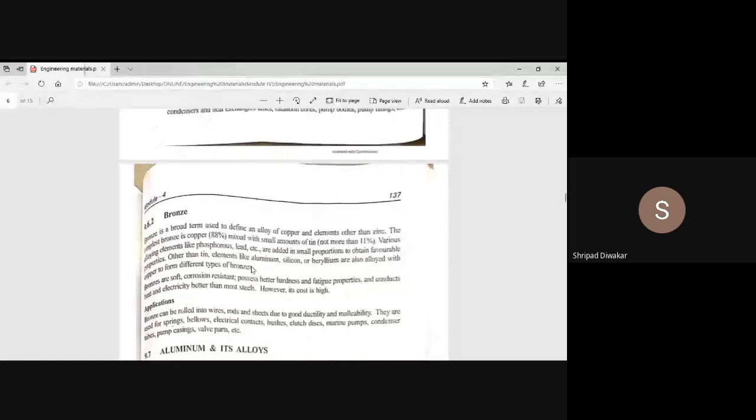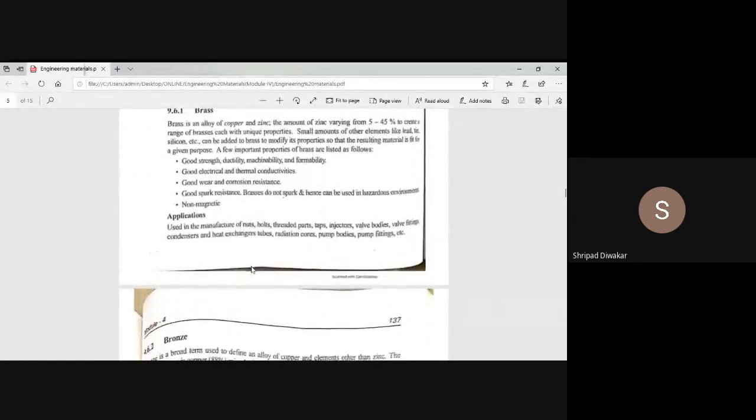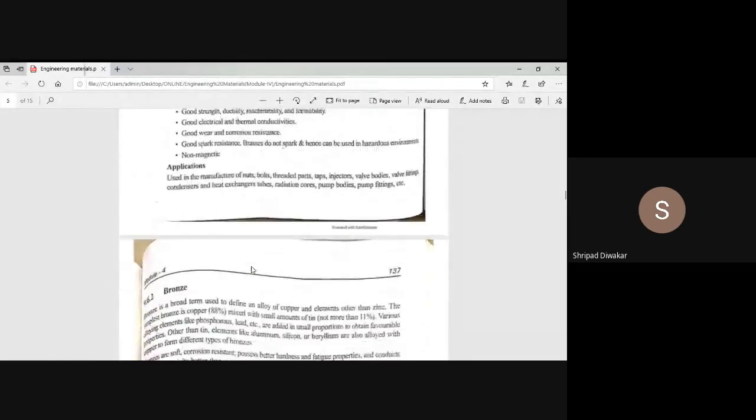Sorry, in case of bronze, zinc is not used. It is an alloy of copper and tin. So there is no zinc in bronze. Remember, 88 percent copper, around 10 percent tin, and the remaining 1 percent is phosphorus or lead to improve the properties.